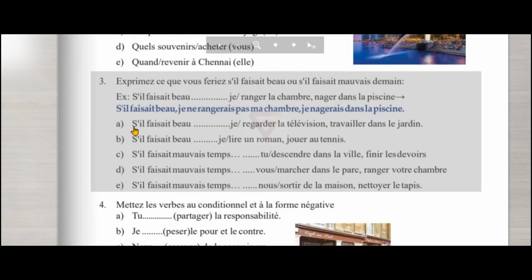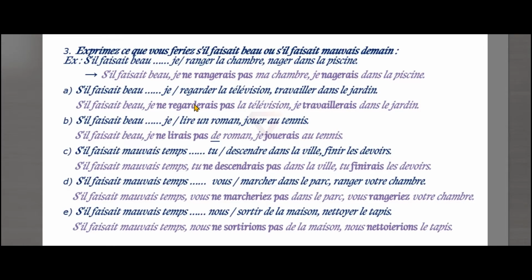So if the weather were good, you're going to say, I would not watch television. I would be working in the garden. So let's look at the answers here. So here you can see the first part of the answer, we are putting it in the negative form. You can see NE before the verb and PAS after the verb, and this is an ER verb, so directly we are adding the ending AIS for je. And the remaining sentence, la télévision, followed by again we are using the same subject, which is here je. Again it's an ER verb, so we are adding the ending AIS, this time in the affirmative form, followed by the remaining sentence. Similarly, the next one, all right.